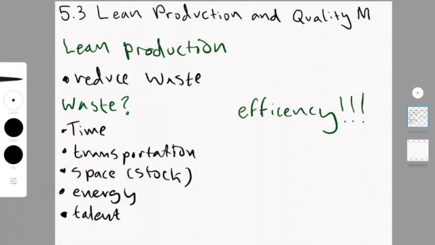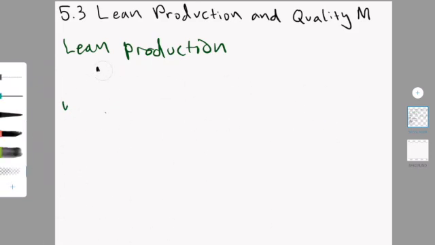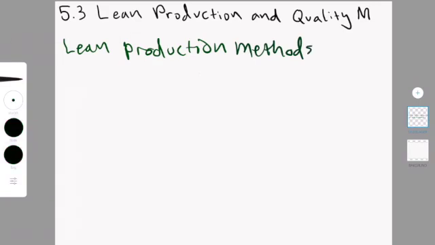supposed to be as efficient as possible. The least amount of transportation, the least amount of time, the least amount of space, the least amount of energy, and the least amount of cost. And you also don't want to waste talent. So those are the main aspects to think about when you're talking about lean production.